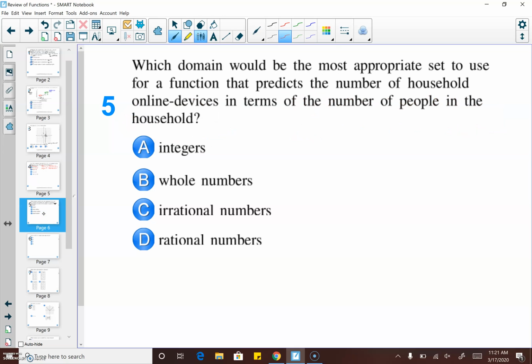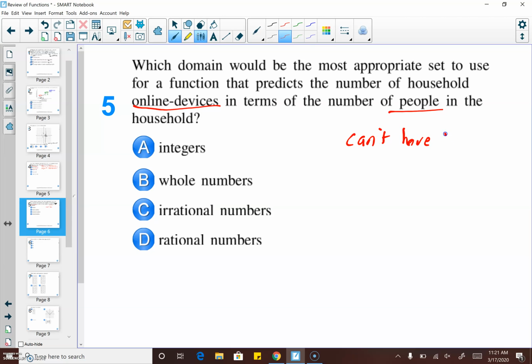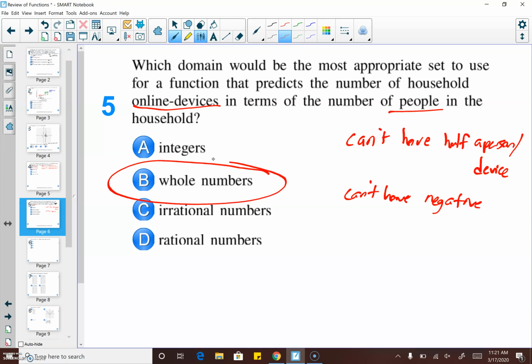Which domain would be most appropriate to use for a function that predicts the number of household online devices in terms of the number of people in the household? So look what we're talking about here. Everything is online devices, people, and we should know we can't have half a person or device, right? We can't have half a person or device, and we can't have negatives. So if we can't have any negatives, and we can't have any decimals or fractions or anything like that, we are left with the whole numbers.